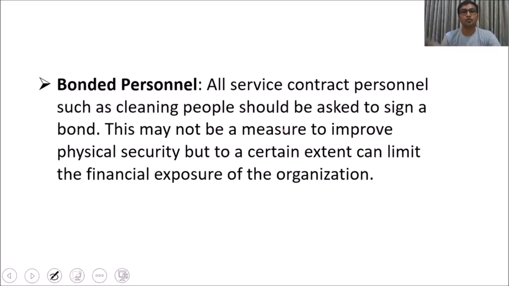Okay, so please underline: all service contract personnel, such as cleaning people, should be asked to sign a bond. This may not be measured to improve physical security, but to a certain extent can limit the financial exposure of the organization. Okay, so bond means contract. Remember, bond means, if you want, you can just write down, bond means contract. Okay.